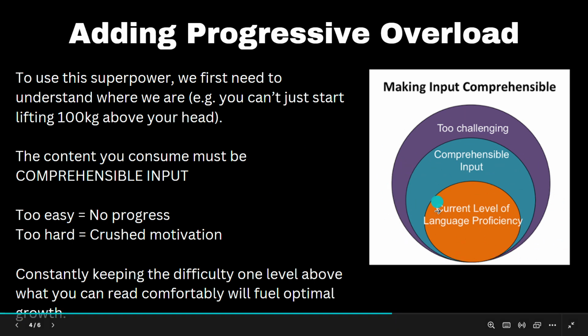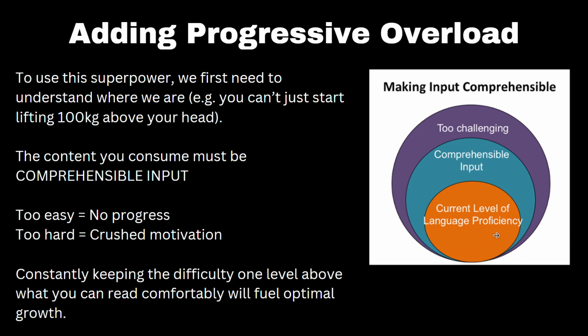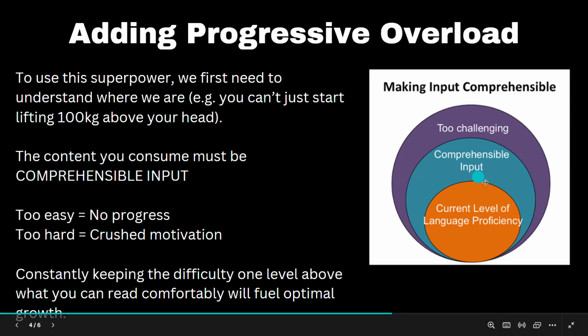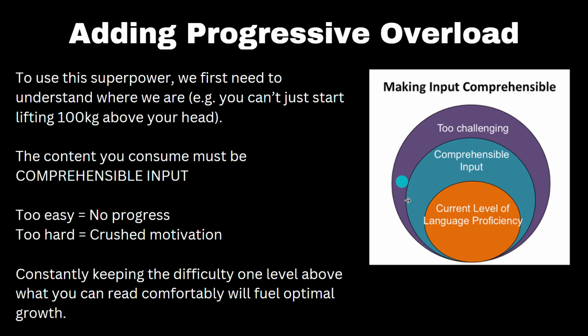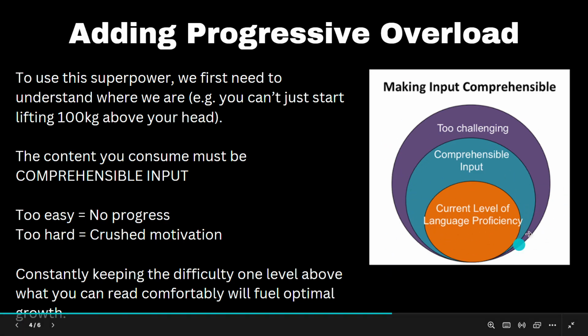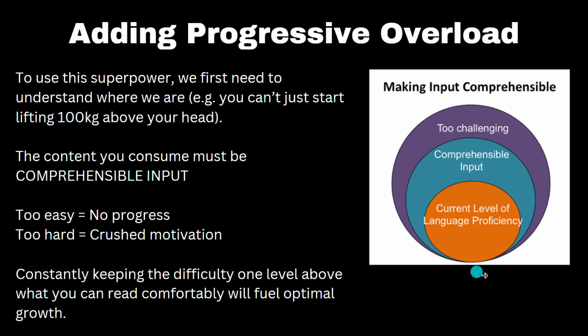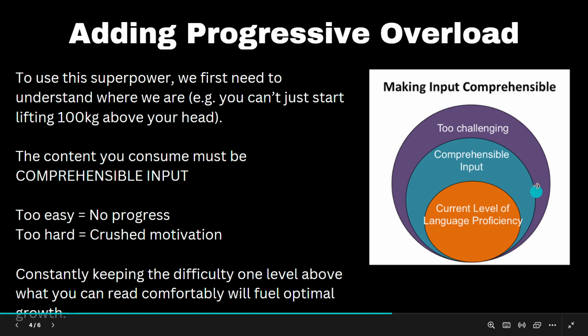So orange here on this diagram would be the current level of language proficiency. Anything in English, basically, you could read it in your foreign language and you'd understand basically every single word. You'd understand what it was about. The purple is too challenging, so you would understand almost no words and you wouldn't even be able to get a gist of what it's talking about. The blue is comprehensible input, and that's in the middle. It's content where you don't understand enough words to get the gist of it, but there's a lot of words you don't understand and a fair bit of it is unfamiliar. So this is the level we constantly want to be consuming at.